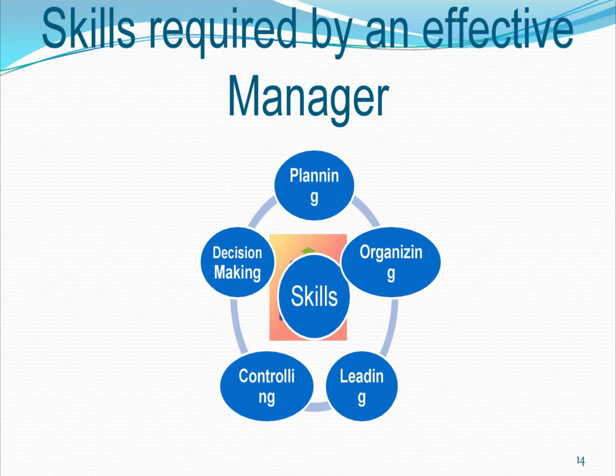Third, leading skill. In the leading skill, it is the ability to communicate ideas effectively. Ability to inspire people to do better. Ability to direct the team of people. Ability to assess the situation or initiate the required action. Fourth, controlling skill. It is the ability to keep activities on the desired paths. Ability to identify the problem areas in implementation of plans. Ability to take corrective action wherever required at the right time.